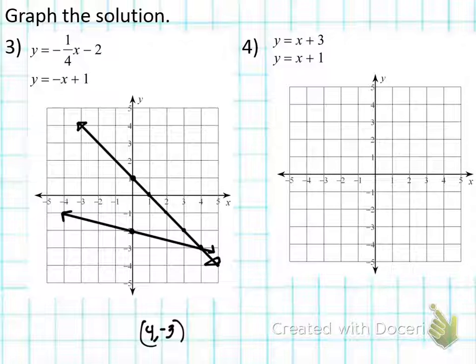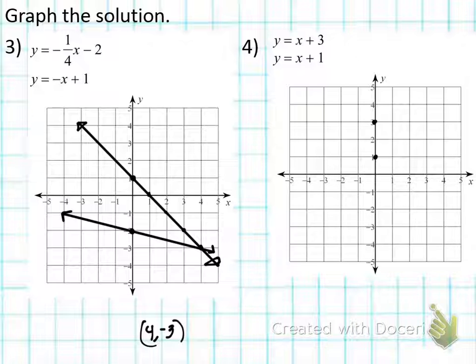Okay, what's the difference on this one? How are the two equations different on number 4? Raise your hand when you have an answer. Yeah. The y-intercepts are different, right? If you look at number 4, we know this one has two different y-intercepts of 3 and 1.